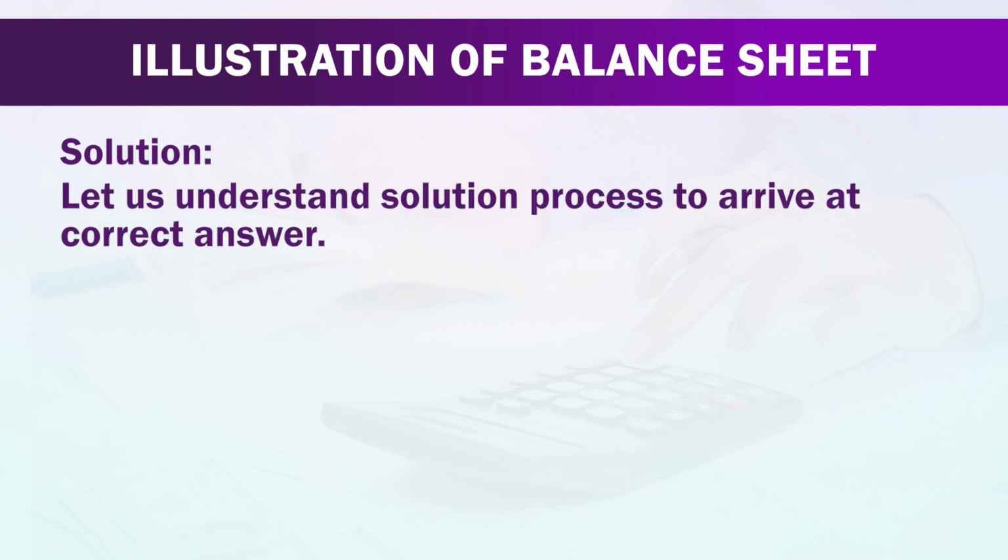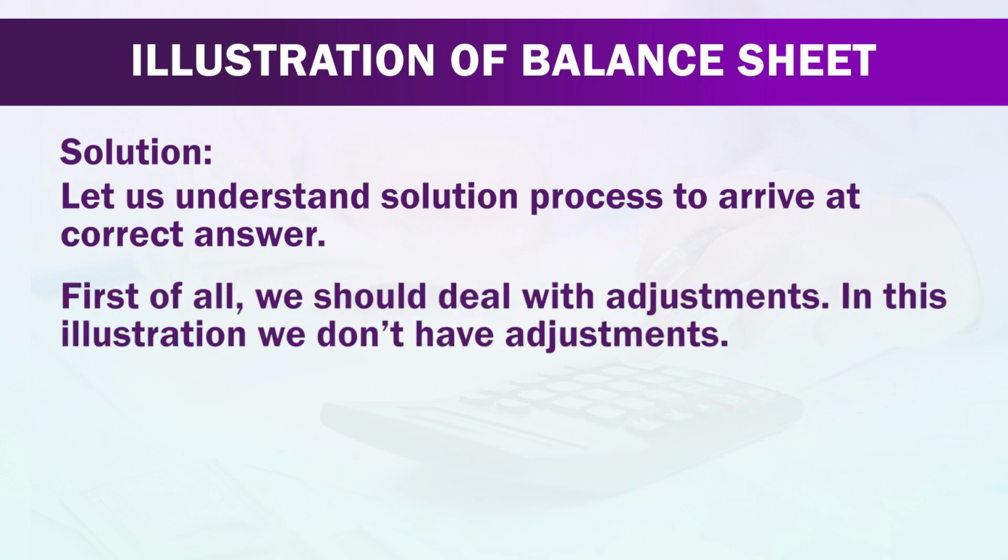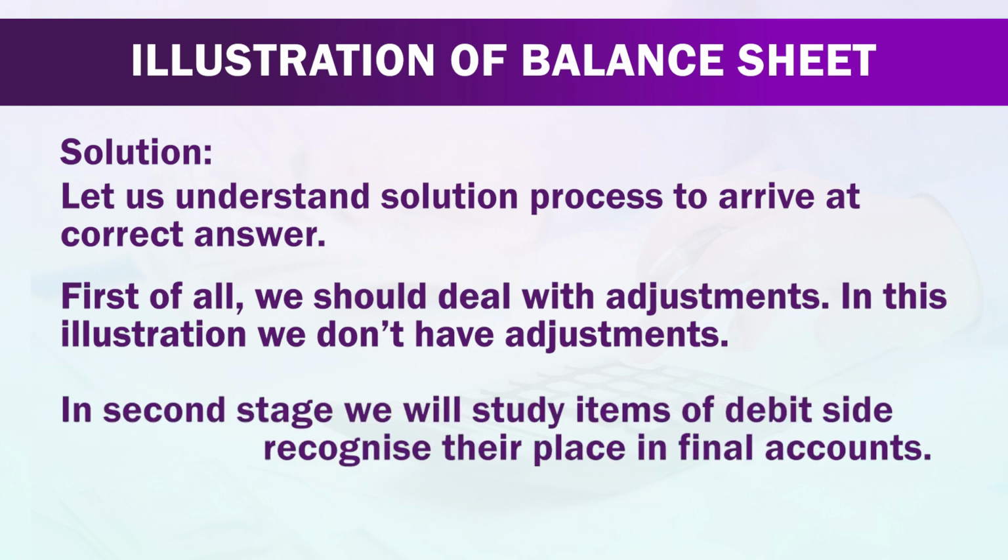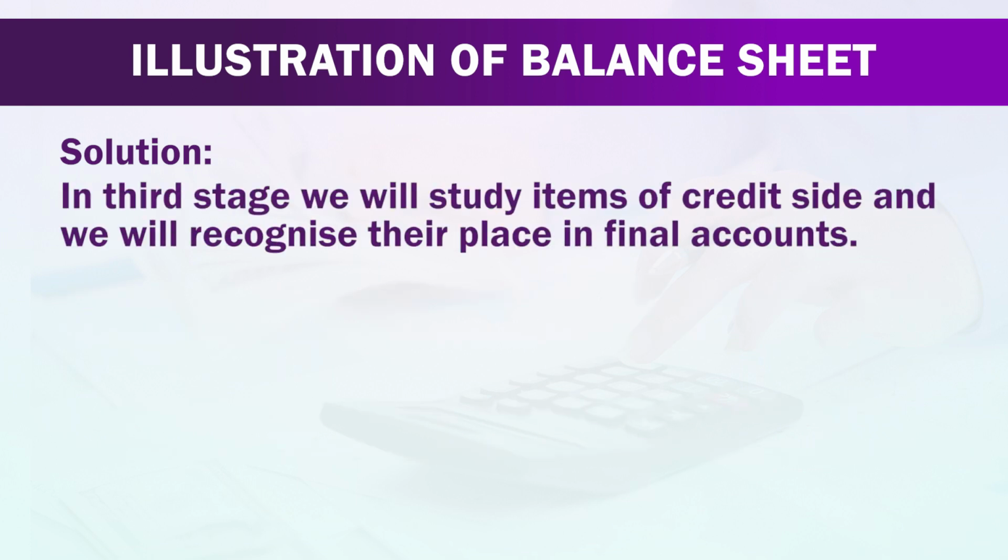Let us understand the solution process to arrive at the correct answer. First of all, we should deal with the adjustments. In this illustration, we don't have any adjustment. In the second stage, we will study the items of the debit side and recognize their place in the final accounts. In the third stage, we will study the items of the credit side and recognize their place in the final accounts.